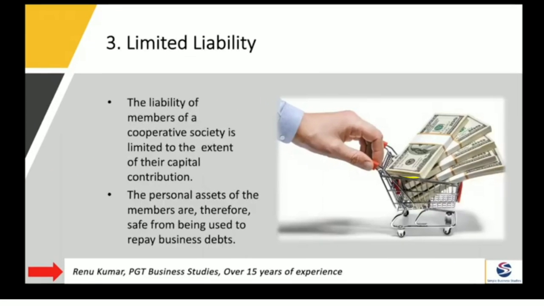The third merit of a cooperative society is limited liability. This also I have explained already. Unlike all the previous business enterprises that we have studied so far, which all had unlimited liability, except the Hindu joint business family, where only the Karta has unlimited liability and the rest of the members have limited liability, here each of the members will have limited liability.